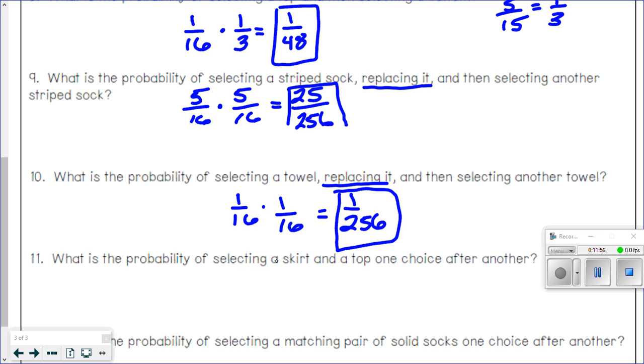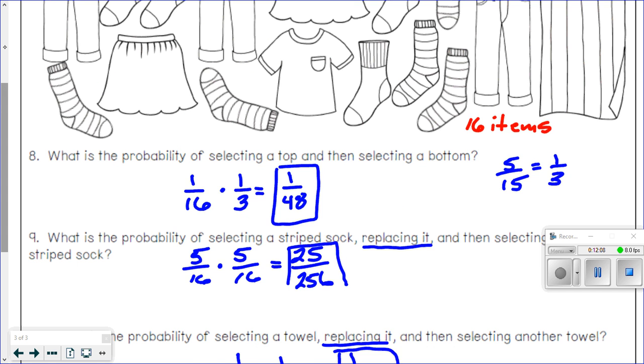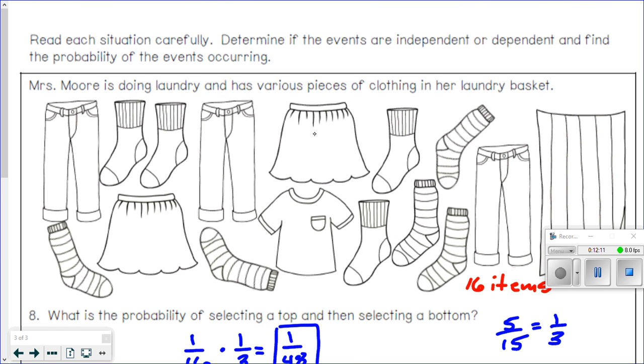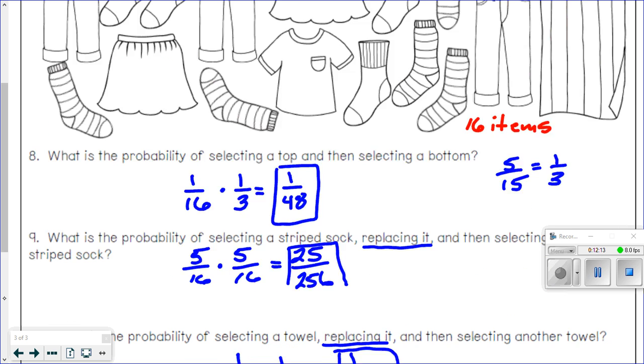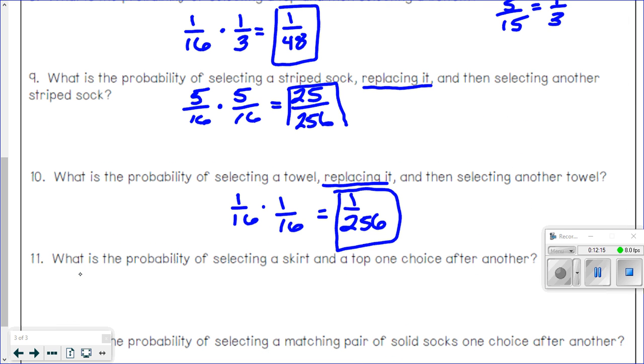Number 11, what is the probability of selecting a skirt and a top, one choice after another? There's no replacement here, so we're talking about dependent probabilities. So selecting a skirt, let's see how many skirts there are. 1, 2, there's 2 out of 16. So for a skirt, I'm going to write it over here because I know I can simplify it. That's 1/8.